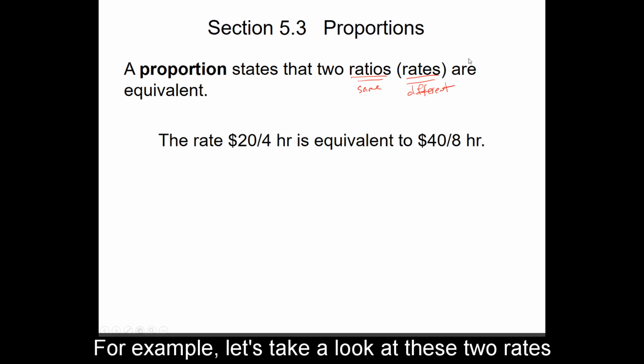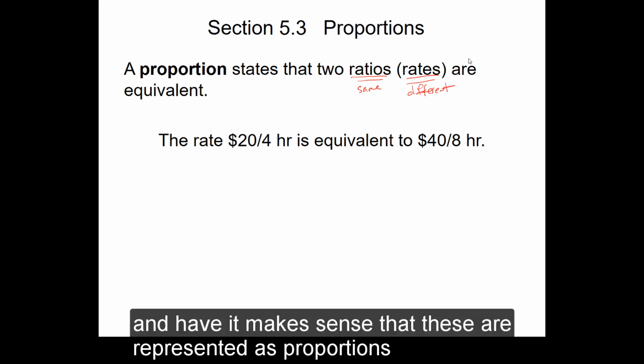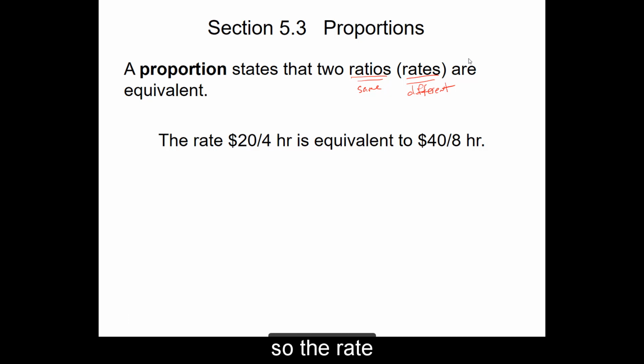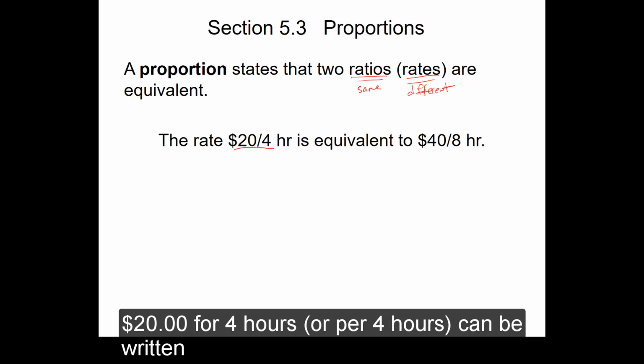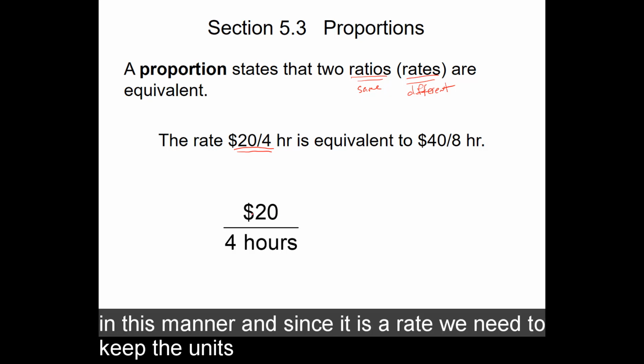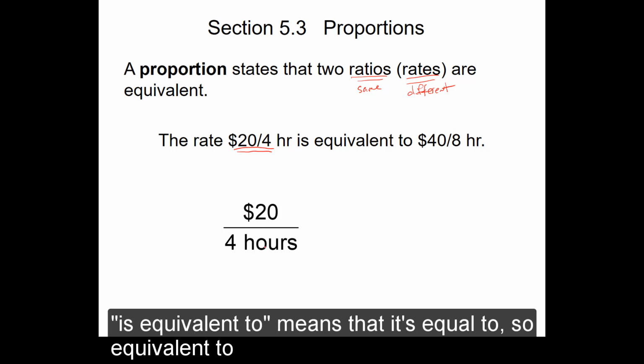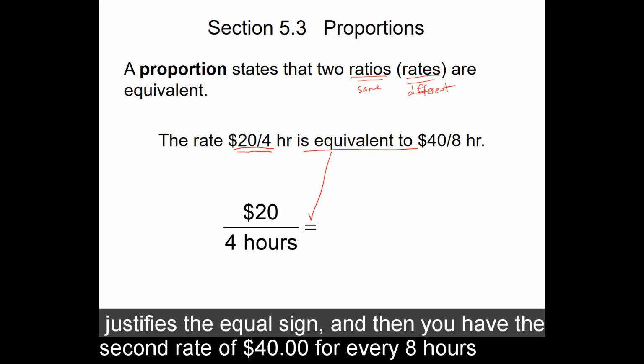Okay, so for example, let's take a look at these two rates and have it make sense that these in fact could be represented as proportions. So the rate $20 for 4 hours, or per 4 hours, can be written in this manner, and since it is a rate we need to keep the units. Is equivalent to, so that would mean that it's equal to. Here you can take the "is equivalent to" and that justifies the equal sign, and then you have the second rate of $40 for every 8 hours.